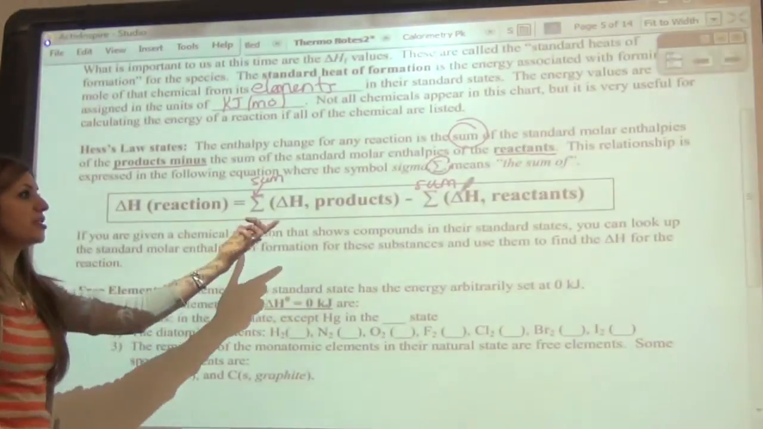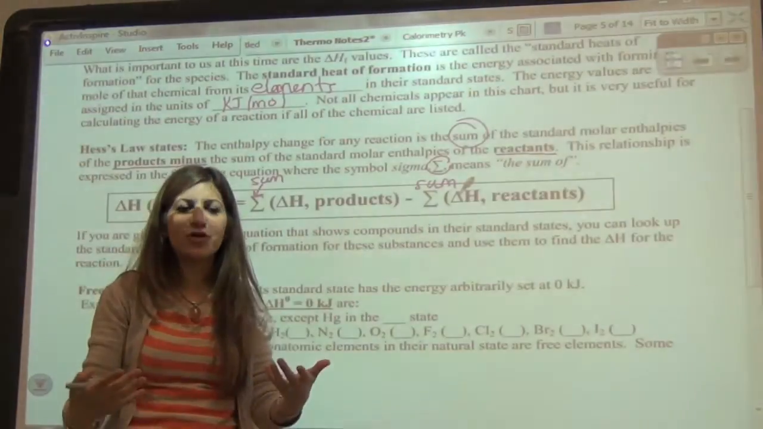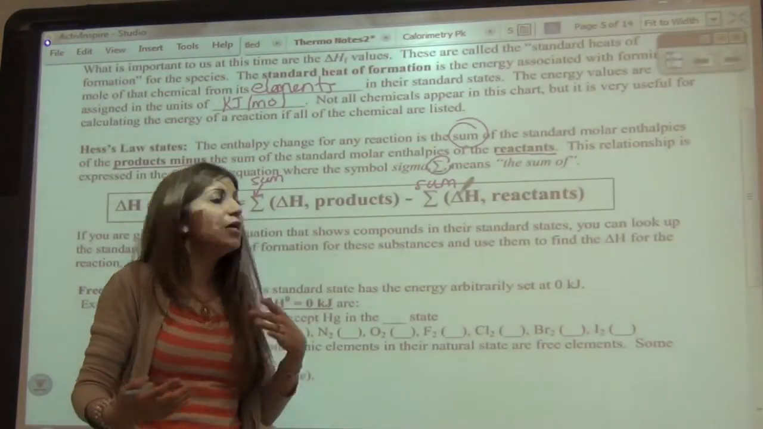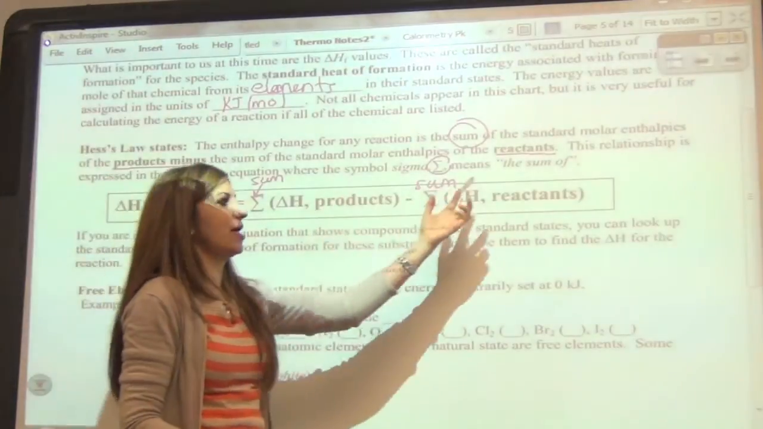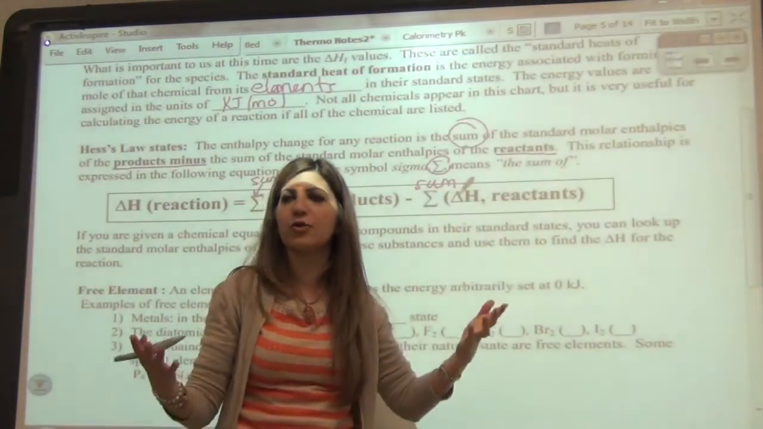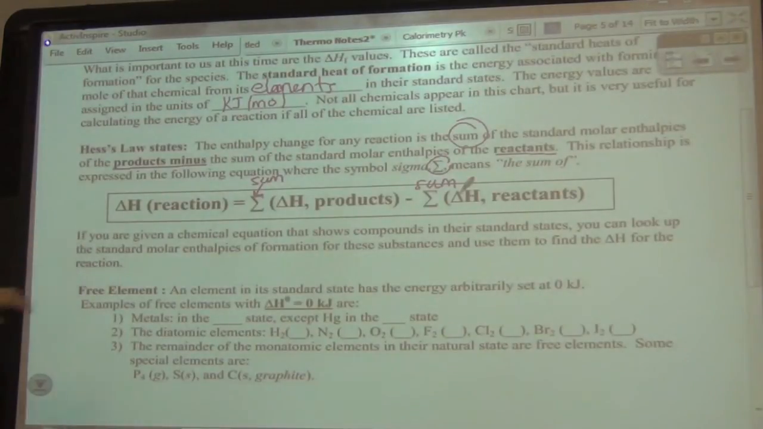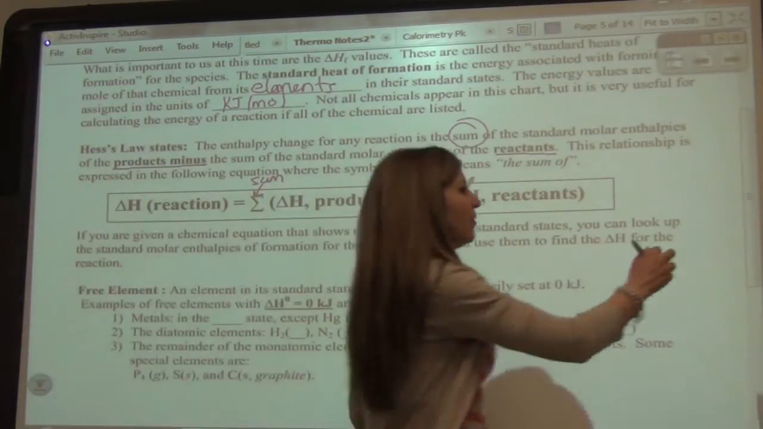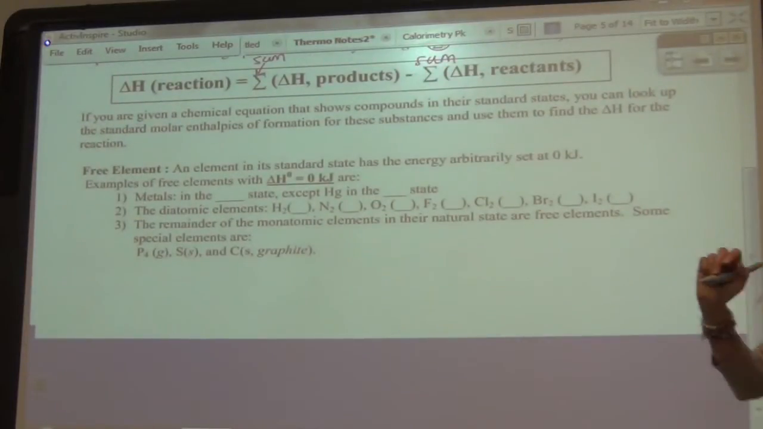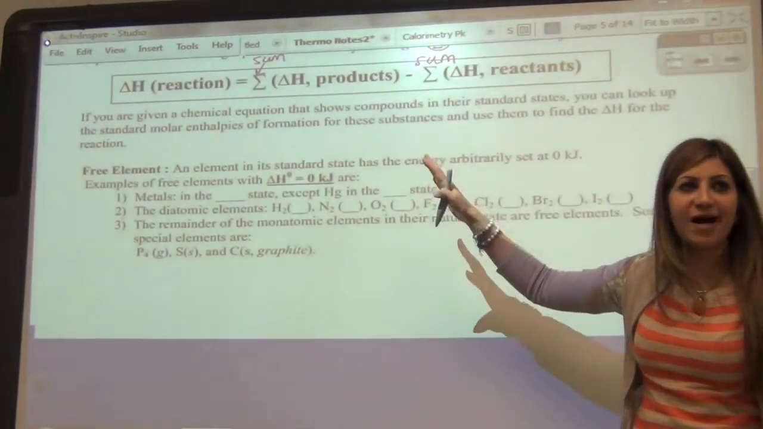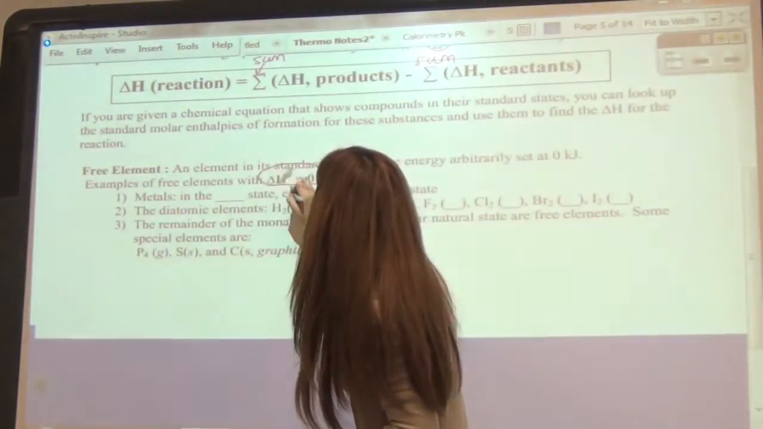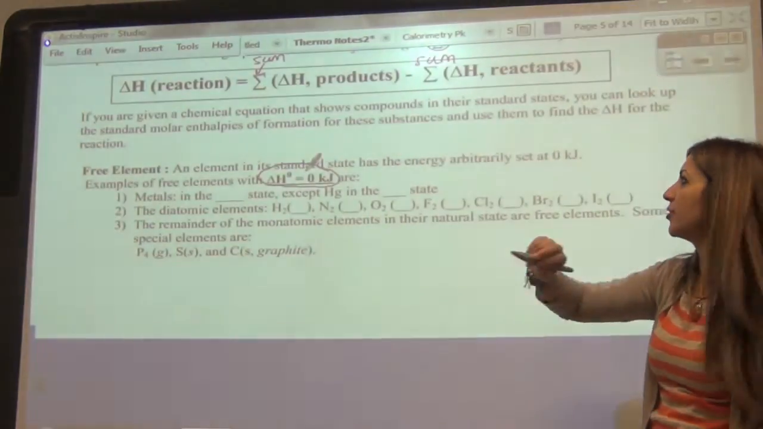You could do it this way: you could sum both of them and then subtract them. I find it easier to just add my products together and subtract both reactants. You can do it either way, and I'll show you both ways. So it says if you're given a chemical equation that shows compounds in their states, you can look up the standard molar enthalpies of formation for the substances and use them to find your delta H. Here's one thing we need to know before we do these problems, and they're really, really easy. Free elements. We already talked about them. They're the ones that have a value of 0, where their delta H is equal to 0.